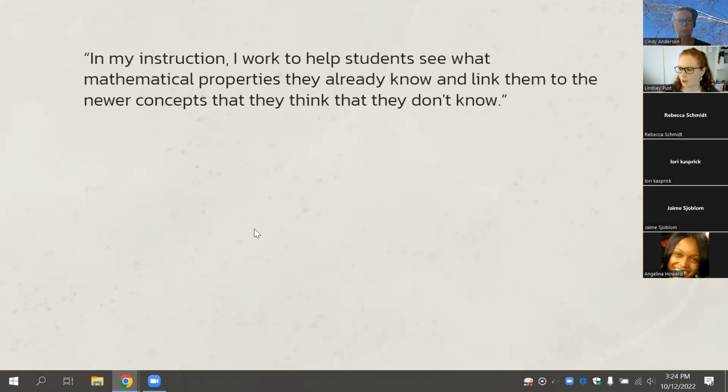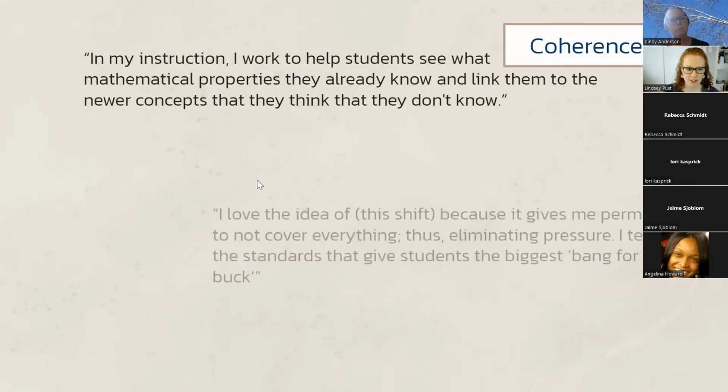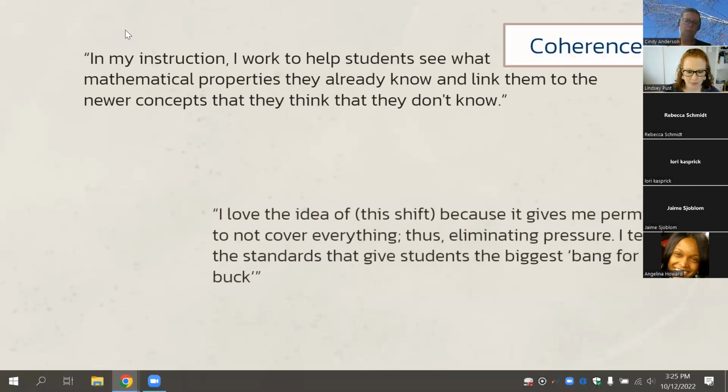In my instruction, I work to help students see what mathematical properties they already know and link them to newer concepts that they think they don't know. Yeah, coherence. Yep, linking different levels, different knowledge, making those connections. Okay, awesome. What about this one?